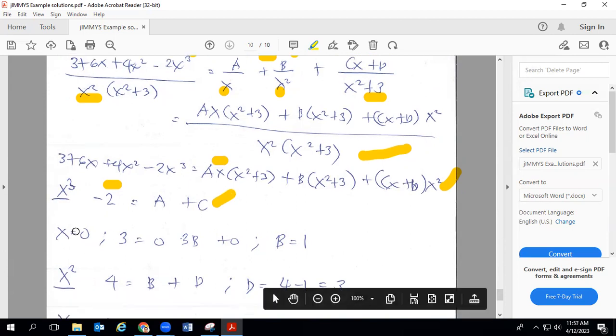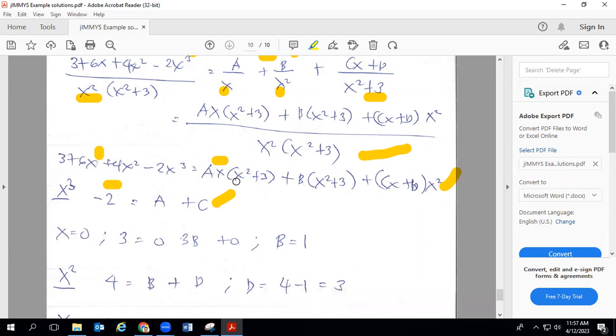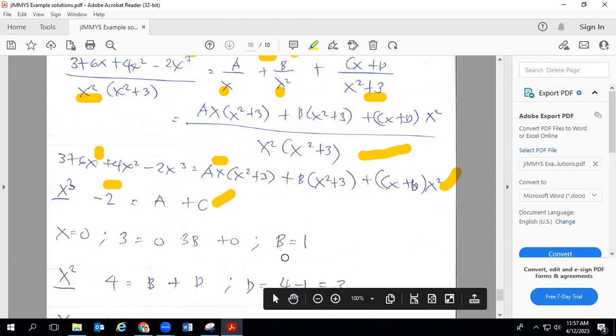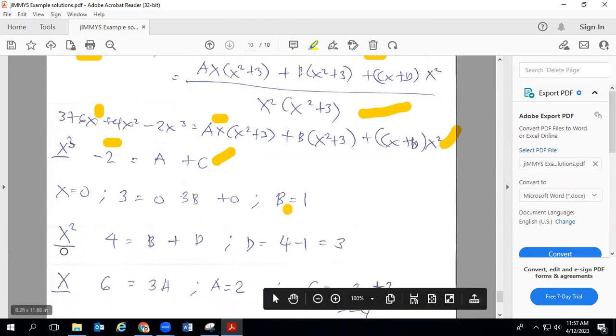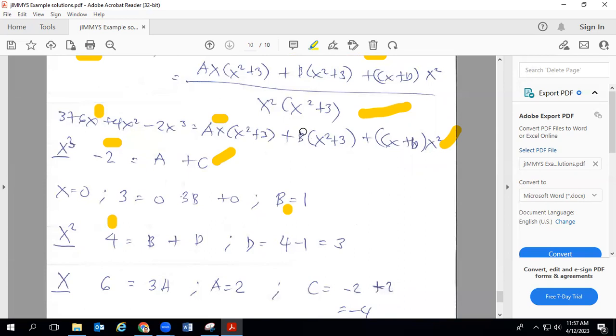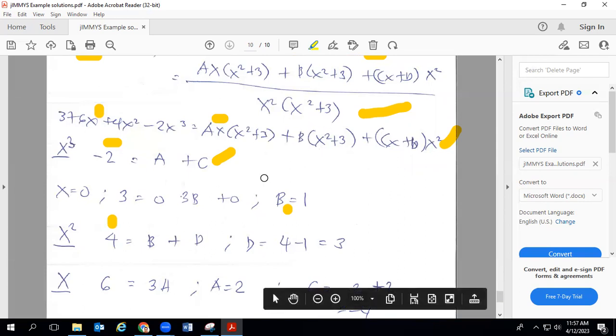You can also try the value of x equals 0. When it's 0, this one will become 0, 0, 0. What is remaining here is 3. Here becomes 0. Here is 0. This one is 3b. That's why you can compute the value of b. Get the coefficient of x squared. The coefficient here is 4. The coefficient here is nothing. The coefficient here is b and x squared. You have b. The coefficient here is d and x squared. You have d. You can compute the value of d since b is already equal to 1.